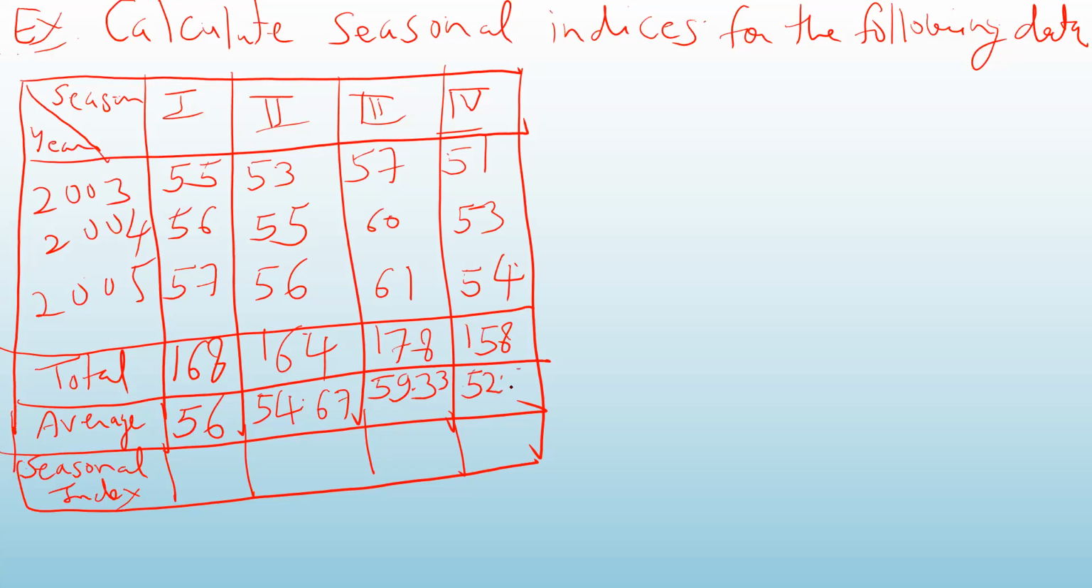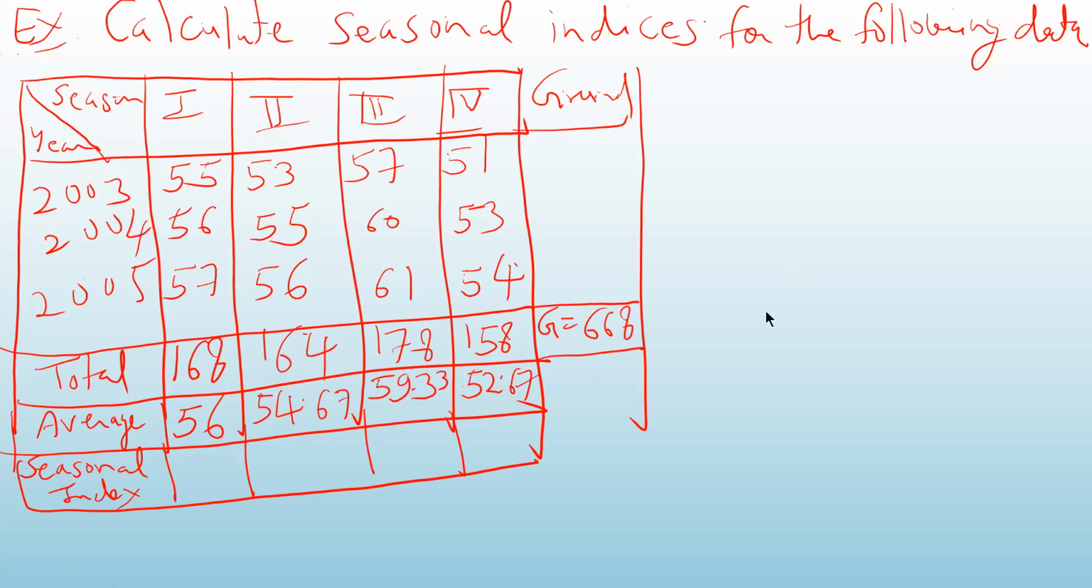So you have found out the total of each season and the average for each season. Now you have to find out the grand total. So grand sum, that will be denoted by G. We have to take the sum of each column sum we are having here. So 168 plus 164 plus 178 plus 158, that gives you 668.